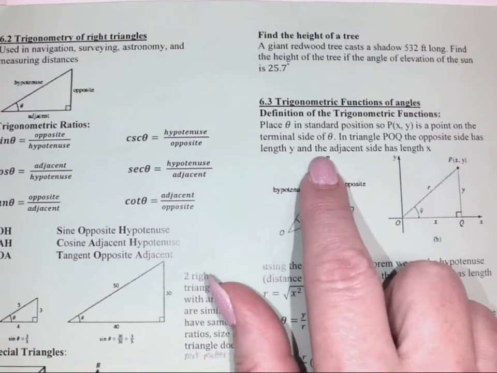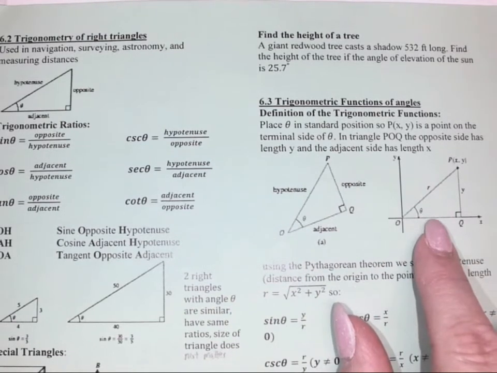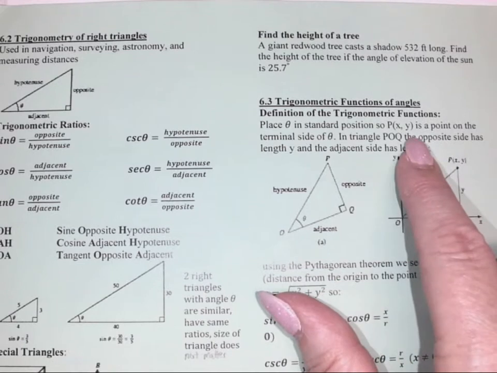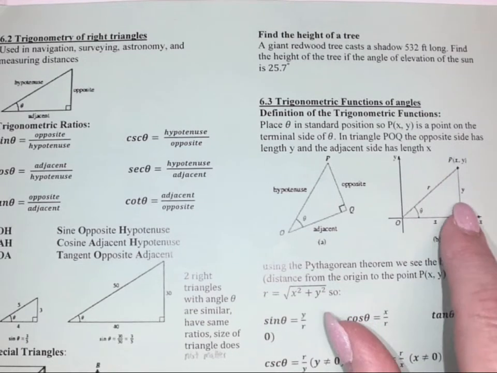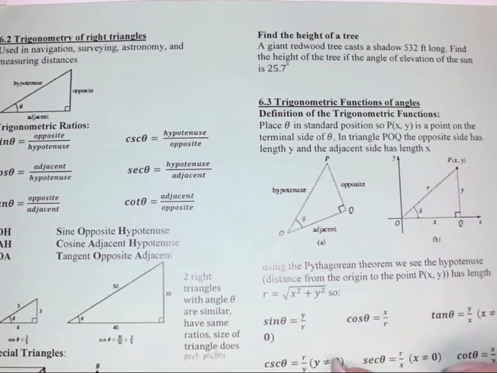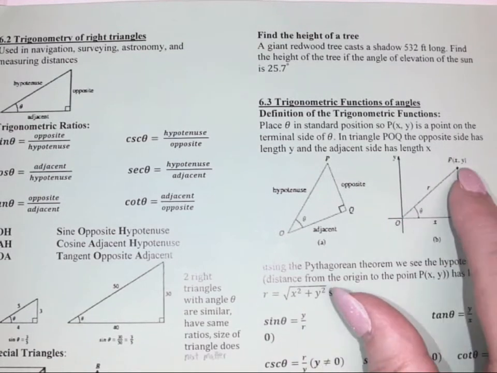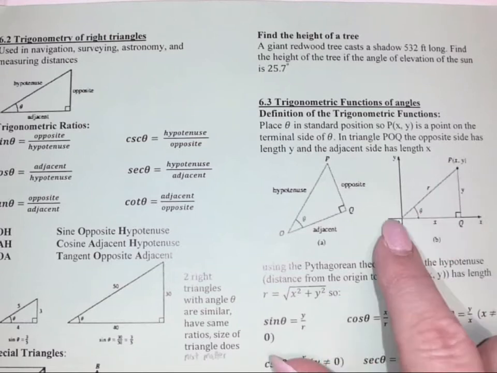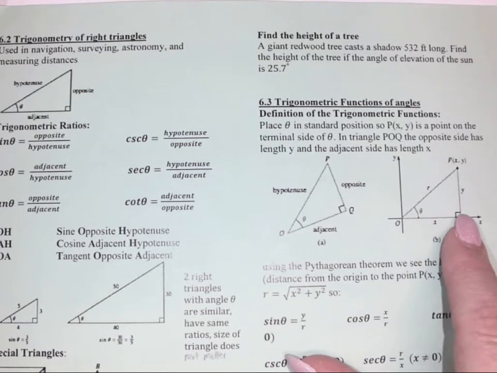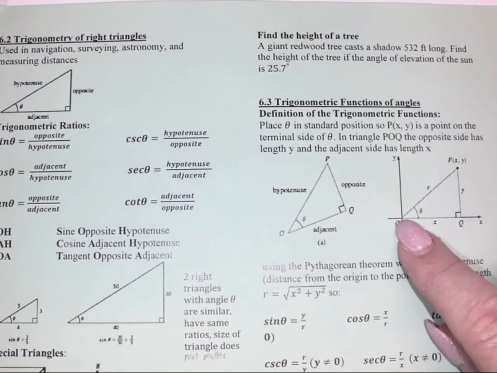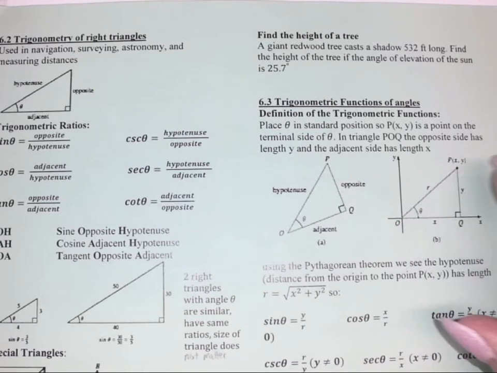So we're always going to place theta in standard position so that our point P(x, y) is a point on the terminal side of theta. In this triangle, the opposite side has the length of y. The adjacent side will have the length of x. And then our r will be the hypotenuse.